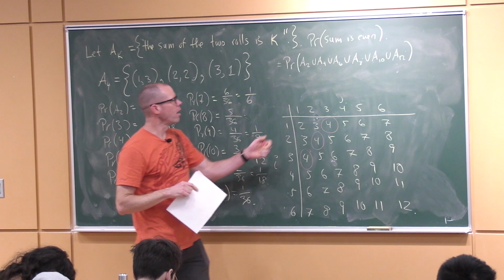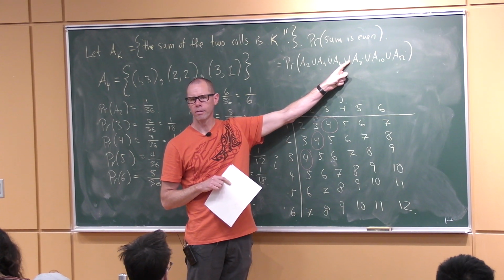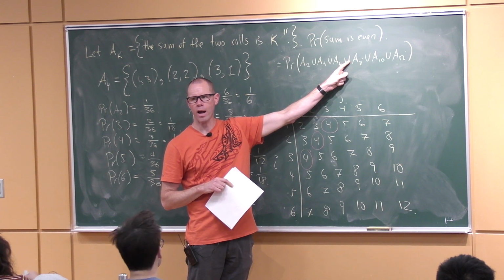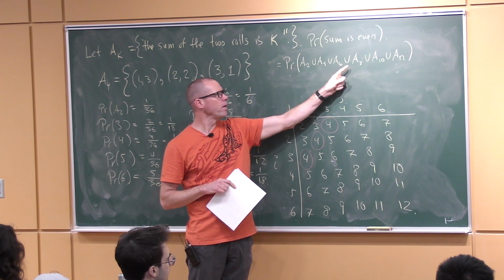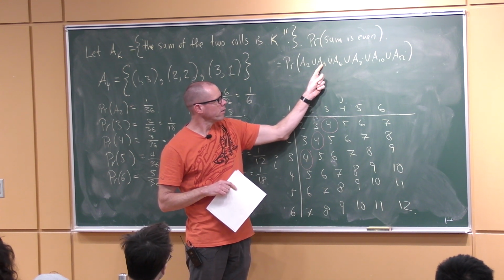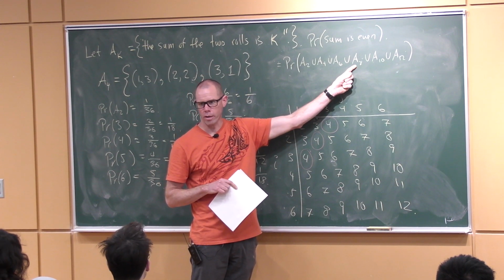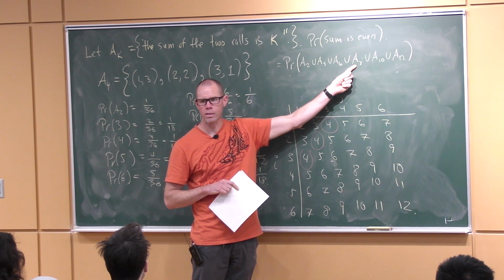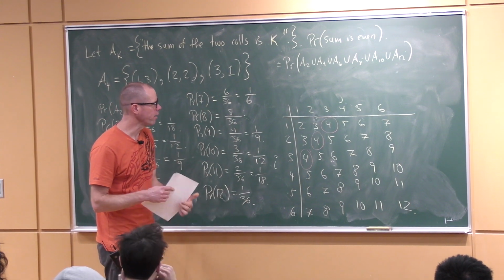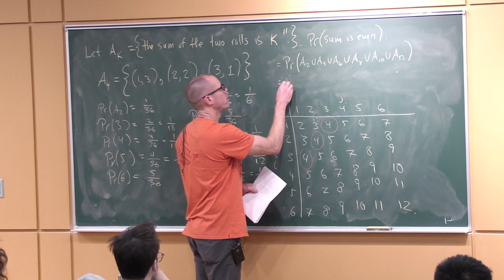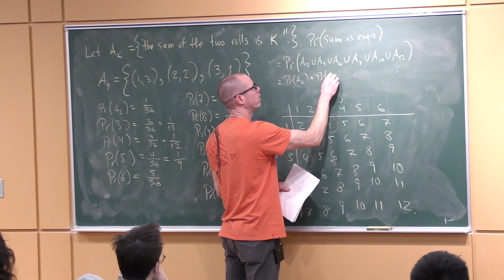Now, can the sum be 4 and also be 8? Can I roll a 4 and an 8 at the same time? No. So that means that this event, which is I roll a 4, and this event, I roll an 8, are disjoint events. There's no outcome that is both a 4 and an 8. So that means we can get this thing by adding these up.